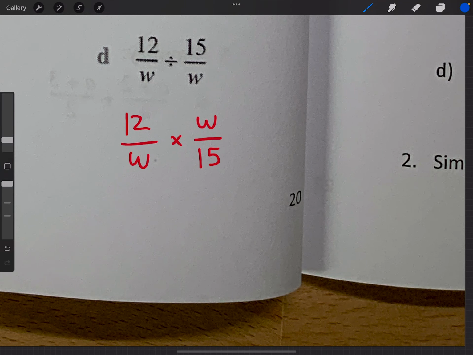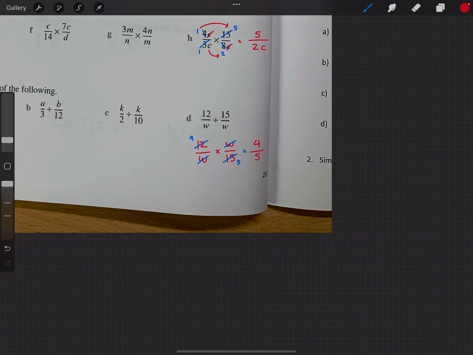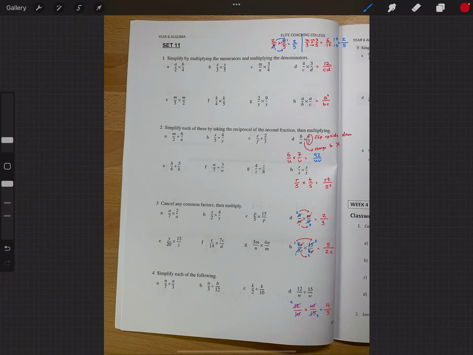Alright, we can divide the top and bottom by W, so that they're gone. We can divide this by 3, we get a 4. We can divide this by 3, we get a 5. So the answer is 4. Well, there's only 4 at the top, so the answer is 4, and only a 5 at the bottom, which is 5. There's the answer, 4 over 5. Let's go to the next page.